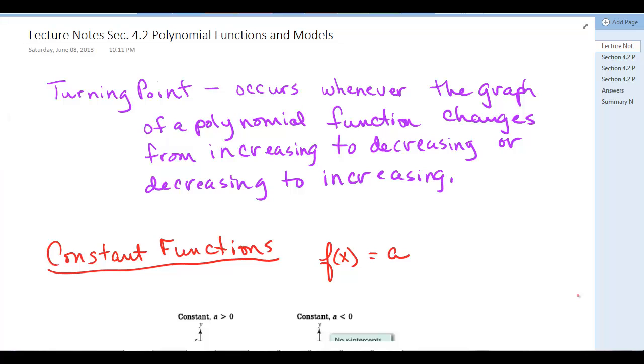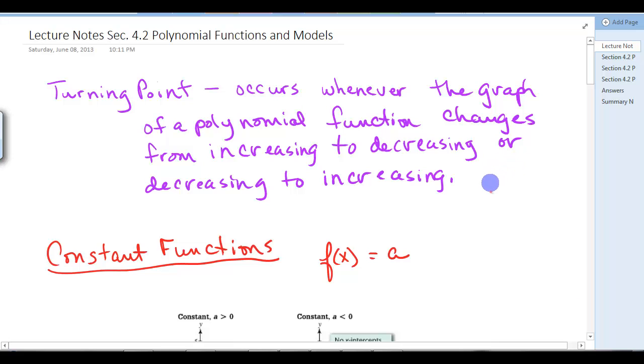This is section 4.2, polynomial functions and models. And we have talked about the vertex of a polynomial. We've talked about max and min. We're going to bring in some new terminology. This turning point occurs whenever the graph of a polynomial changes from increasing to decreasing or decreasing to increasing.